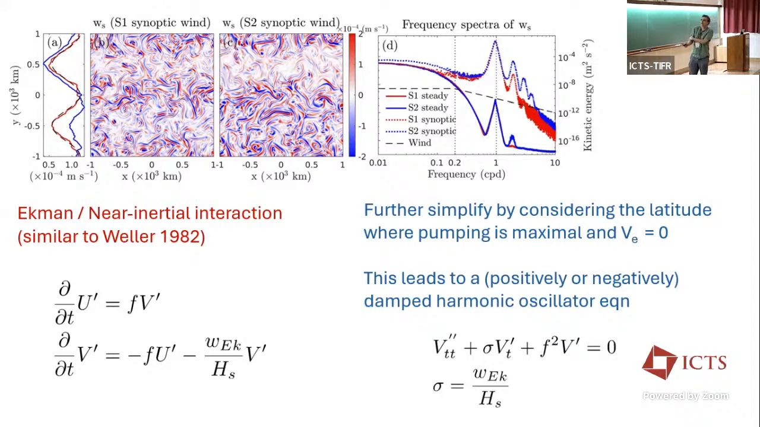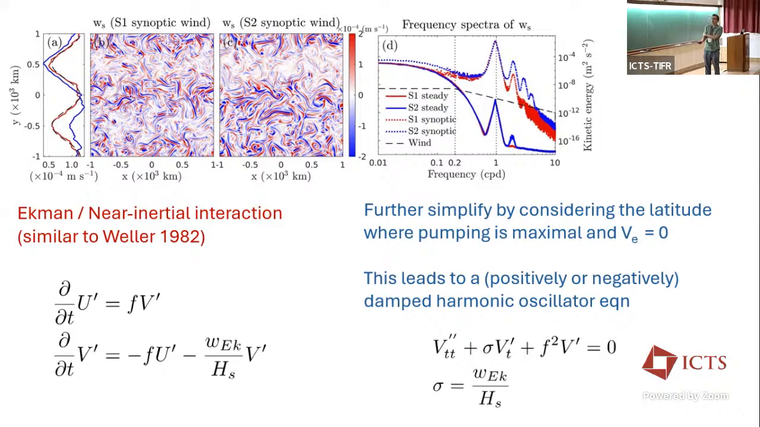This is almost trivial. You just take another time derivative of this. So I get a time derivative here, but that goes like f squared V, and I get this equation for V prime: two time derivatives, one time derivative, and f squared. My sigma is related to the Ekman pumping velocity. You all recognize this as a damped harmonic oscillator, but it's damped if sigma is positive, and undamped or negatively damped if sigma is negative.